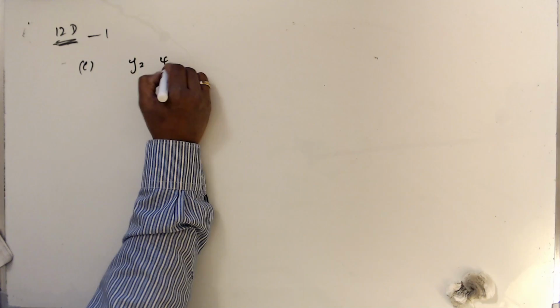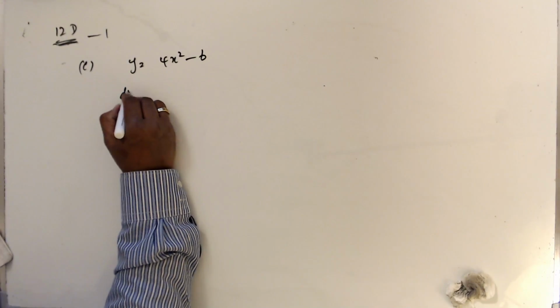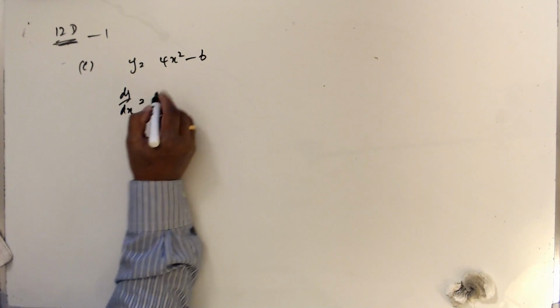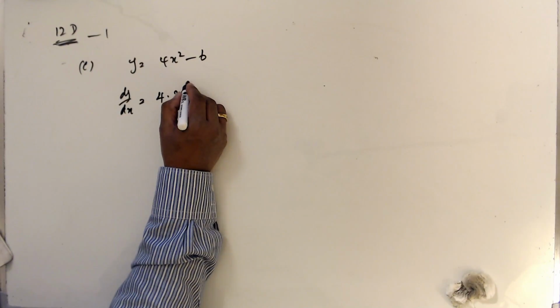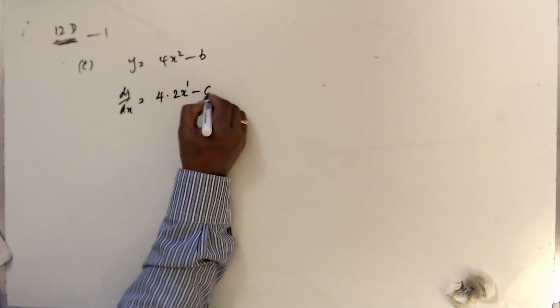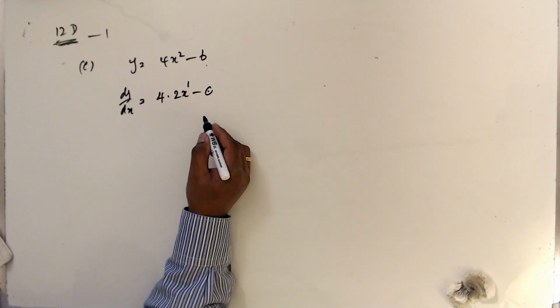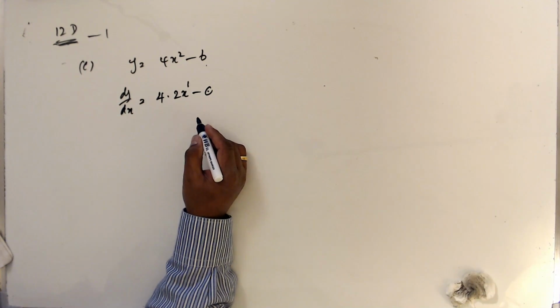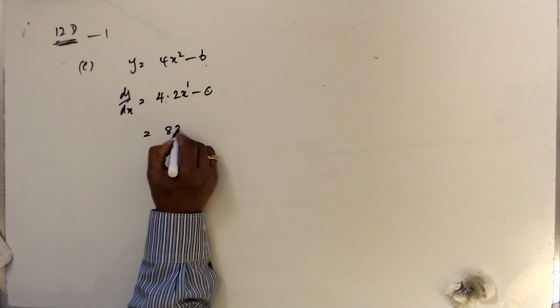Part C, y equals 4x squared minus 6. So dy by dx is 4 times 2x to the 1, minus 0. Constant differentiation is 0. So the answer is 4 times 2, 8x.